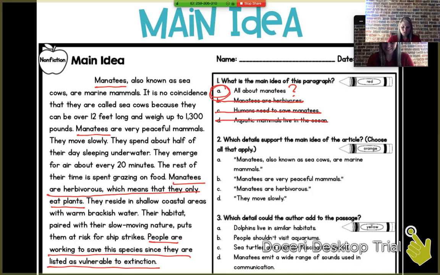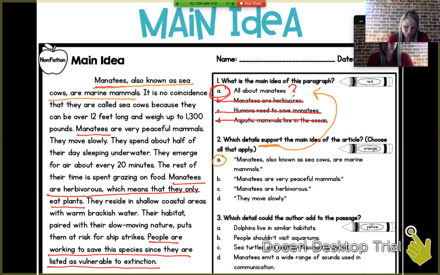Now I'm going to switch to orange, and it's really important that you read the directions on this one because it says which details support the main idea of the article. Choose all that apply. So we might be picking more than one on here. So remember that keyword support means that it tells me more or it matches our main idea that we put up here. Okay, so let's go back and look. A says manatees, also known as sea cows, are marine mammals. I see that right here. And does that tell me about manatees? It does. So I'm going to go ahead and circle that one.